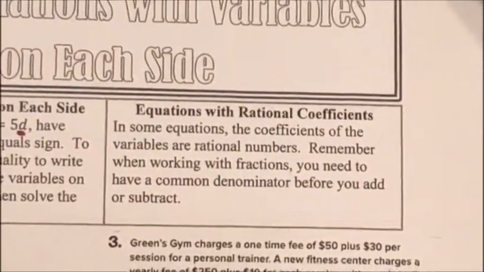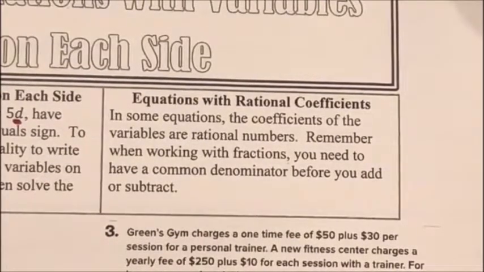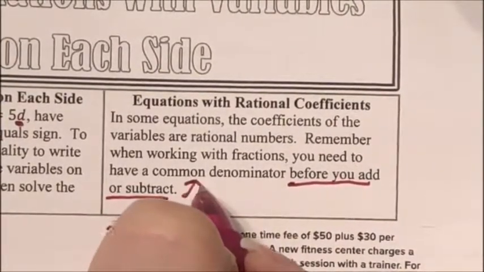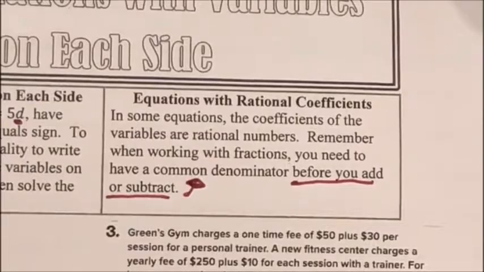The other thing I wanted to talk about when solving equations with variables is when we have a rational coefficient. Remember that rational numbers are any number that can be written as a fraction. So in some equations, the coefficients of the variables are rational numbers. Remember, when working with fractions, you need to have a common denominator before you add or subtract. You don't need a common denominator for multiplying and dividing, just when you add and subtract. So before you add and subtract, you've got to have that common denominator. Okay, that's very, very important.